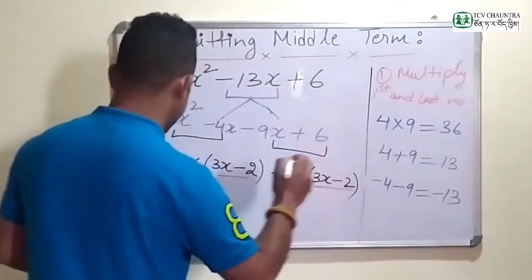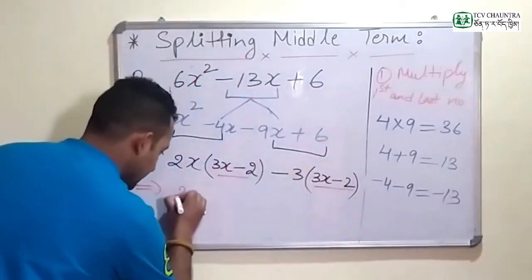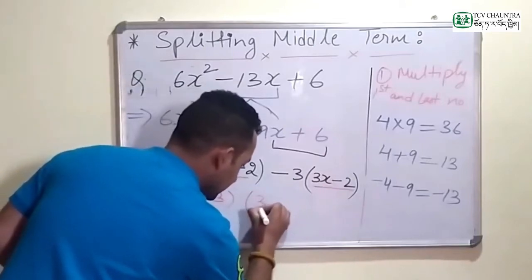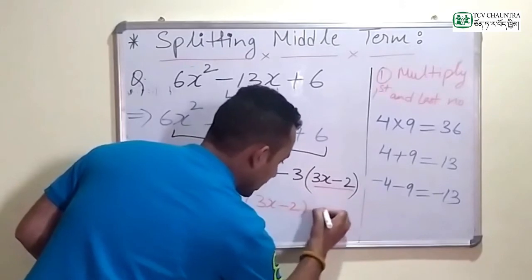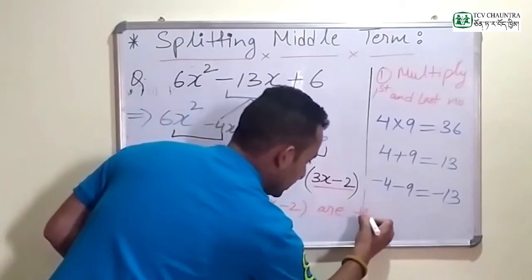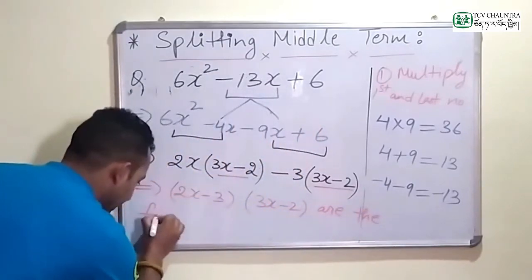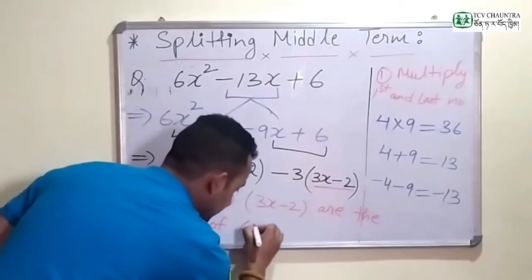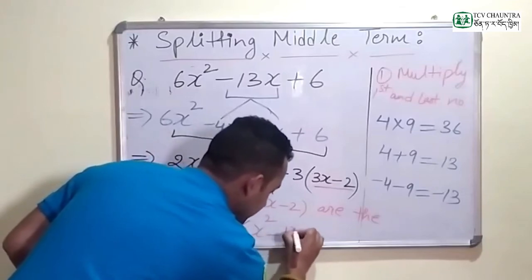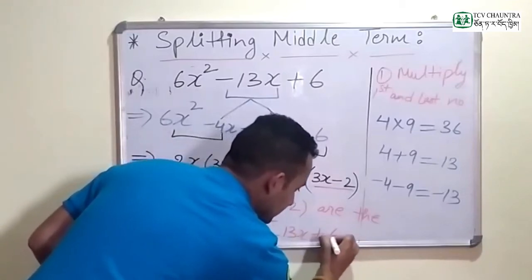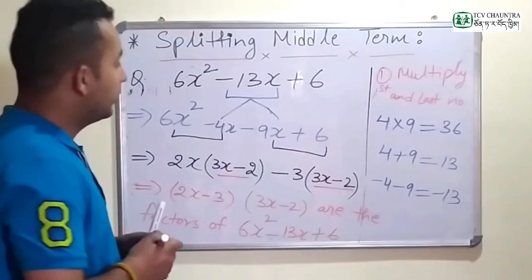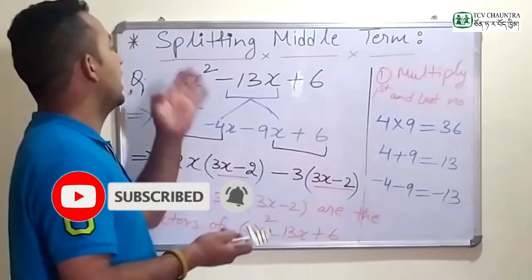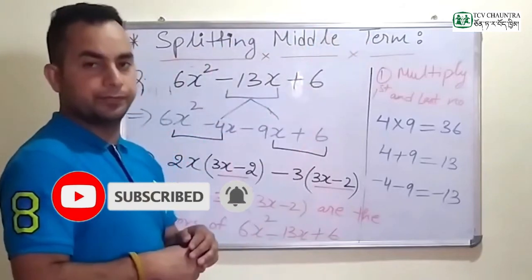Now 3x minus 2 and 3x minus 2 are common, so you can write it only once. So you can say that 2x minus 3 and 3x minus 2 are the factors of 6x squared minus 13x plus 6. This is how you factorize the numbers with the help of the splitting middle term.